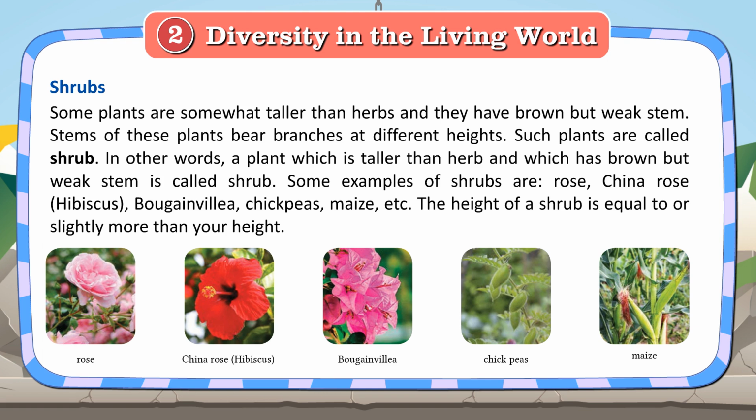Some examples of shrubs are rose, China rose, hibiscus, bougainvillea, chickpeas, maize, etc. The height of a shrub is equal to or slightly more than your height. Rose, China rose, hibiscus, bougainvillea, chickpeas, maize.